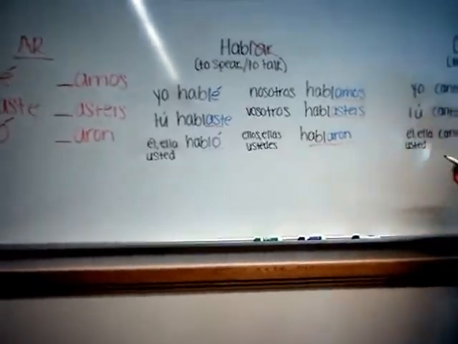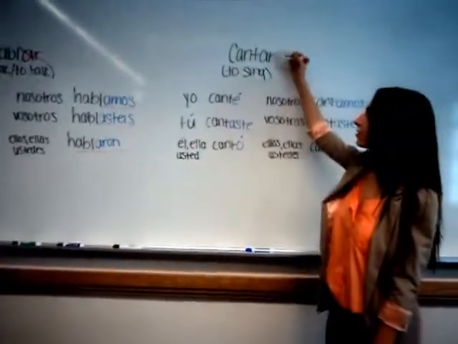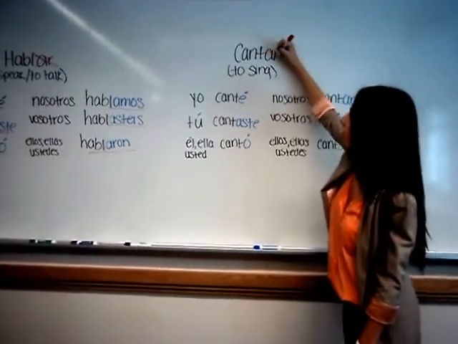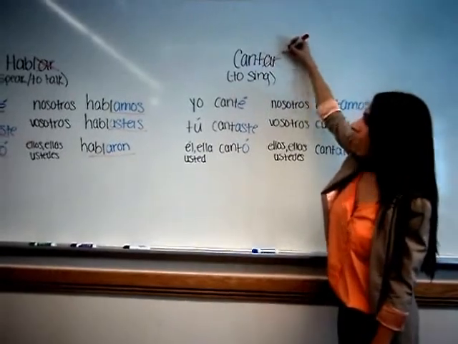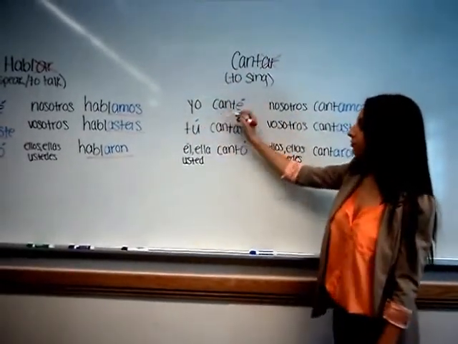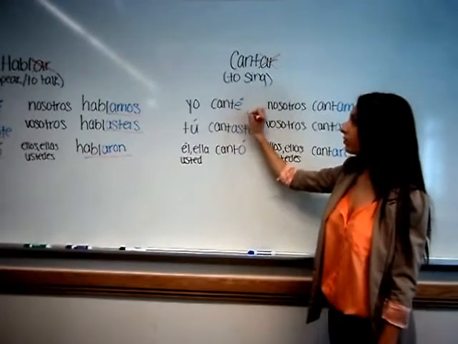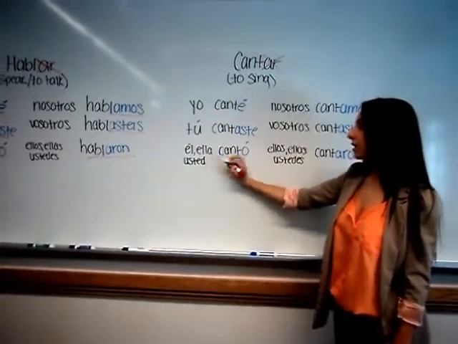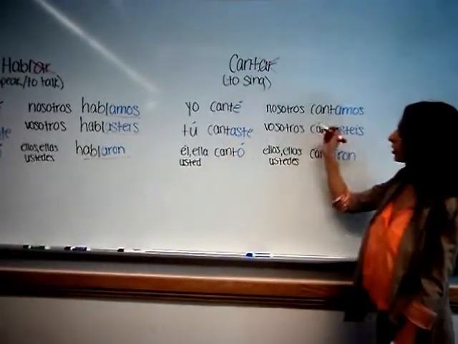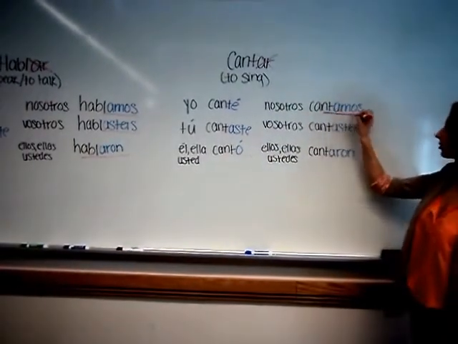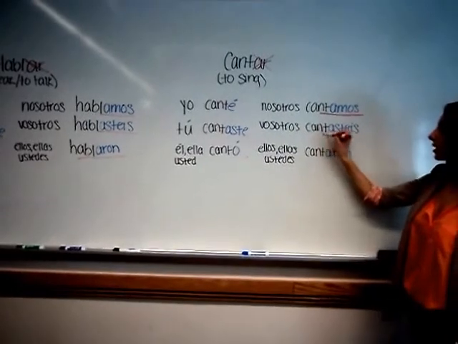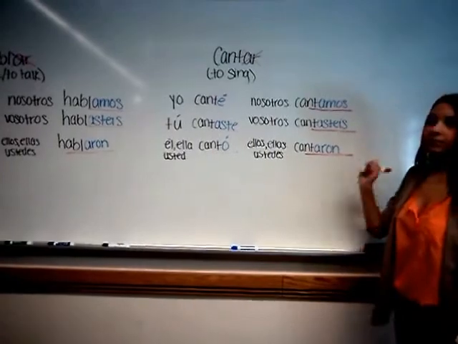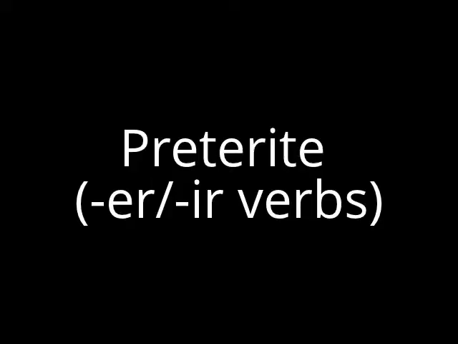Let's do another example. Now we have the verb cantar, which means to sing. So we cross off the AR and we add one of the endings that we learned. So we have yo canté, tú cantaste, él, ella, usted cantó, nosotros cantamos, vosotros cantasteis, y ellos, ellas, ustedes cantaron. And those are the AR endings.